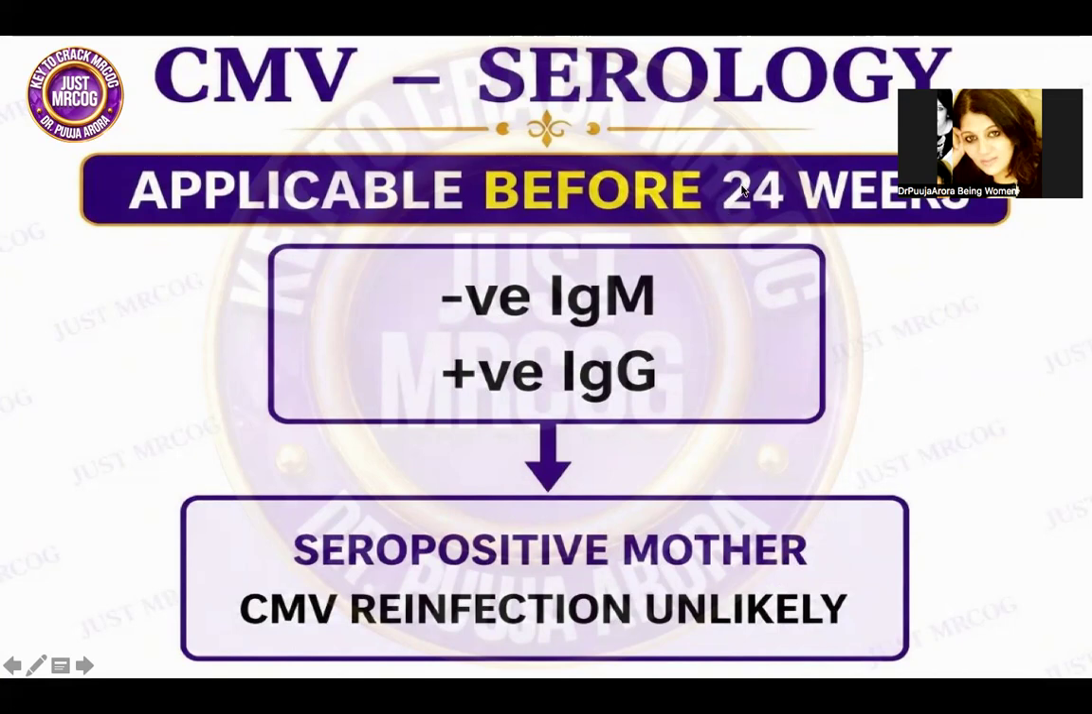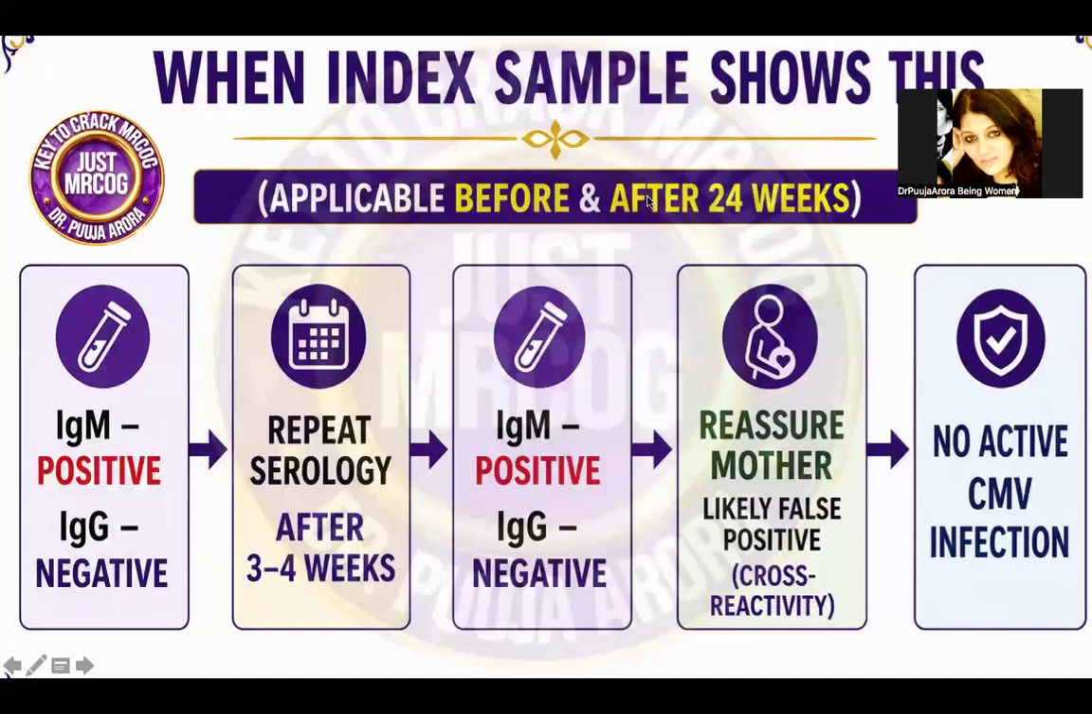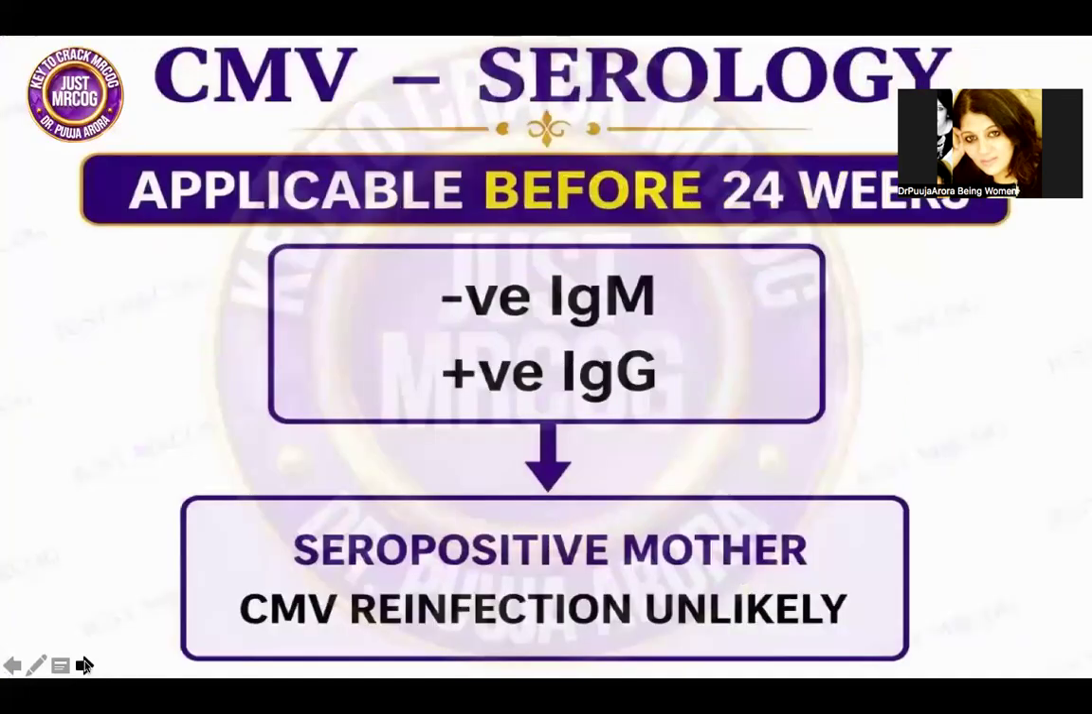Now, if IgM is negative and IgG is positive, and you have done this before 24 weeks in an index sample, meaning you have done this test today, then what you are going to do? Nothing, because the mother is seropositive and CMV reinfection is less likely. So this is before 24 weeks. But if we get the same after 24 weeks, the approach is different. As of now, this is applicable both before and after 24 weeks. Now we are talking about before 24 weeks. If it is negative, it means CMV infection is less likely.